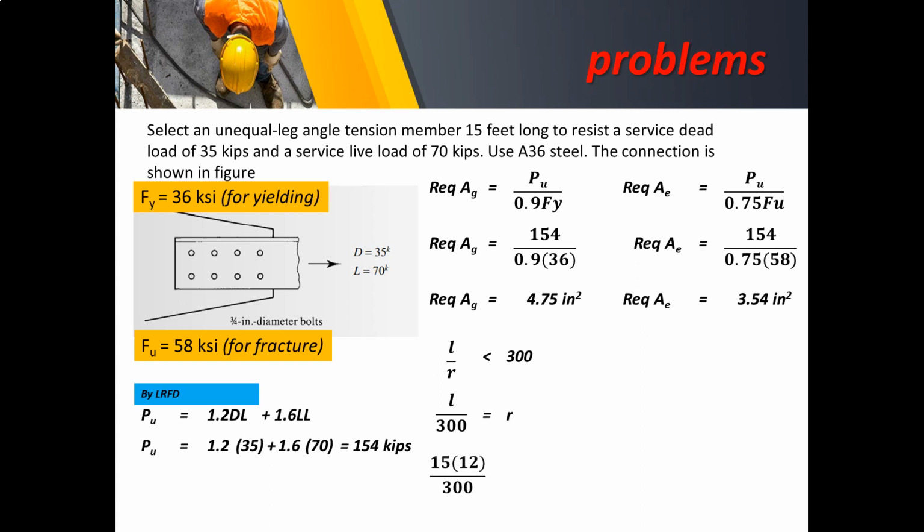The length here is equal to 15. We have to multiply by 12 to make it in inches. Therefore, the minimum radius of gyration should be equal to 0.6 inches. So we summarize all the requirements here. The required gross area is 4.75 square inches. The required effective area is 3.54 square inches. And the minimum radius of gyration is 0.6 inches.